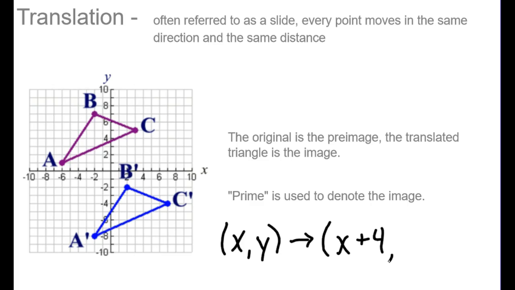And now we want to look at the Y coordinate. We have to go 1, 2, 3, 4, 5, 6, 7, 8, 9 units down. So this will be Y minus 9. So that's our rule for this translation.